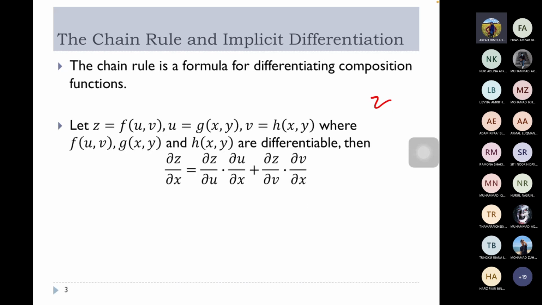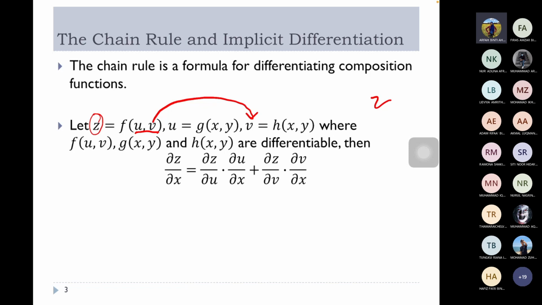So we want to find the derivative of z with respect to x. But if you take a look here, z does not depend on x directly, but it depends on u and v, and u and v themselves are functions of x and y. So how are we going to find the derivative of this function when the variable that we are interested in is not in the function itself? In this case, we are going to apply the chain rule and implicit differentiation.